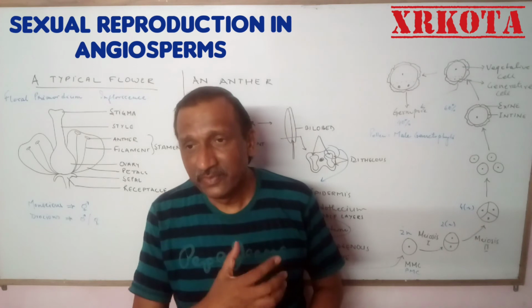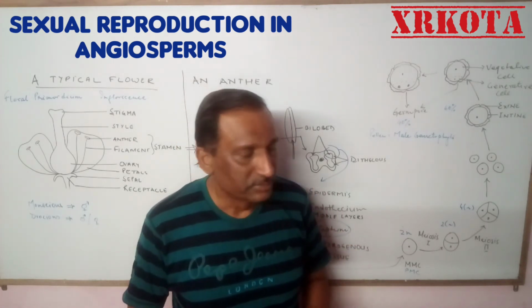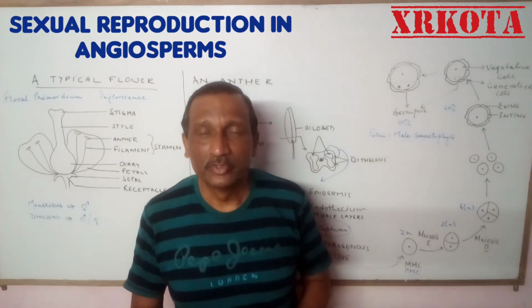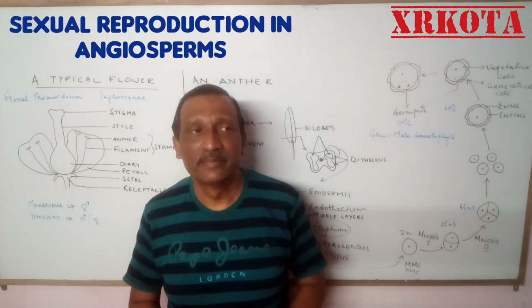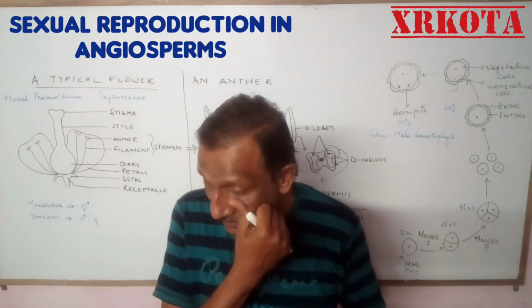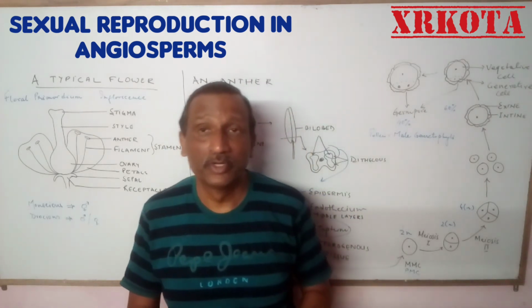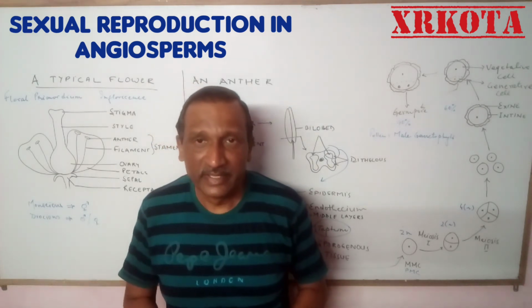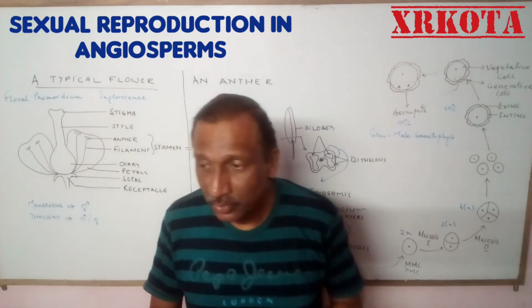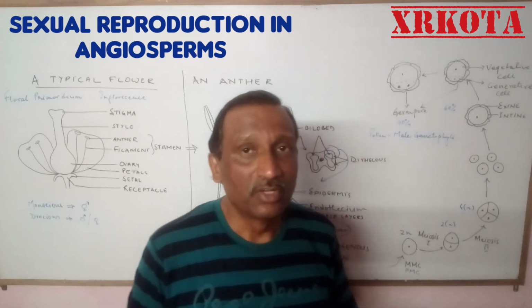Male gametophyte will further develop, and it will produce the male gametes, that is two male gametes. One of the male gametes will fuse with the egg, and the other male gamete will fuse with the polar body. That we will study in the next module. So this is all about today.